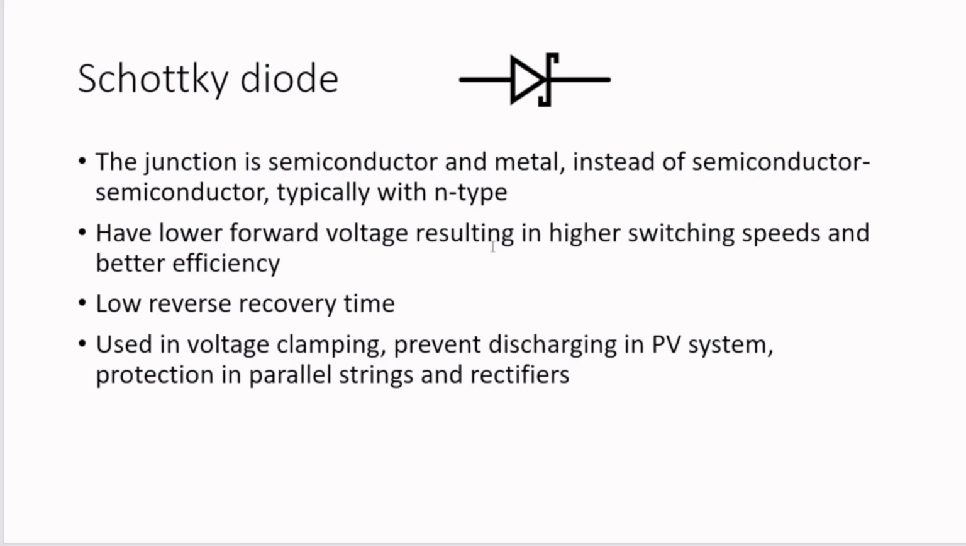So they even require low reverse recovery time, and they can be used in voltage clamping. We will learn about clamping circuits. They can prevent discharging in PV systems. If the PV system is off-grid connected with a battery, they can prevent batteries from discharging into your normal grid, which we want to prevent our batteries from doing. And they can protect the parallel strings inside a PV system as well, and they can be used as rectifiers because of the high switching speeds and everything.